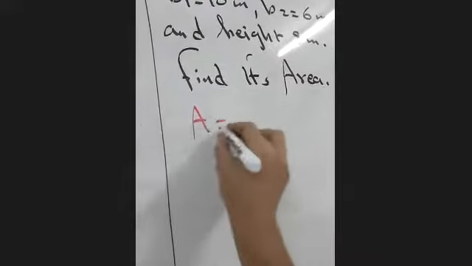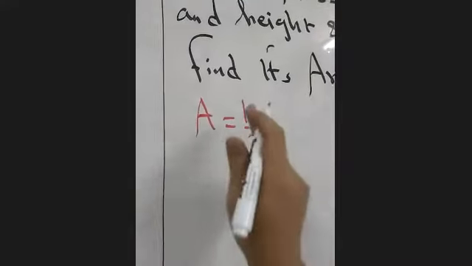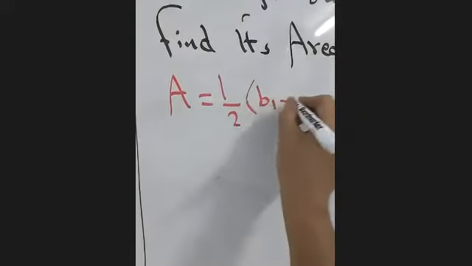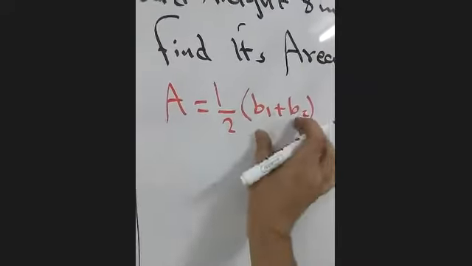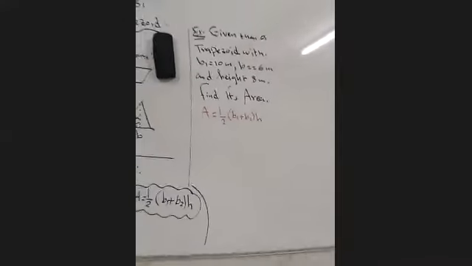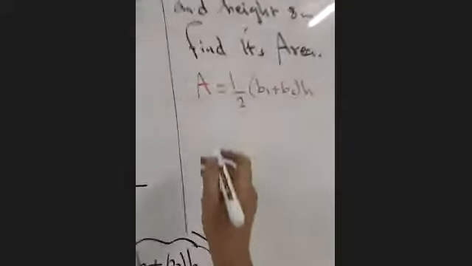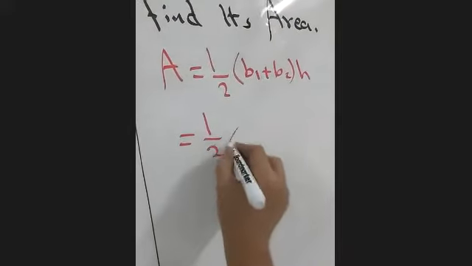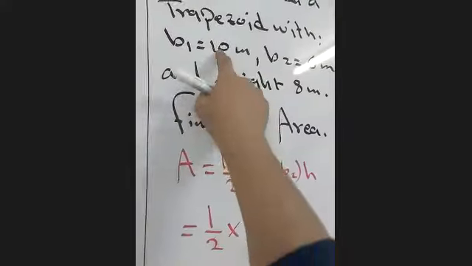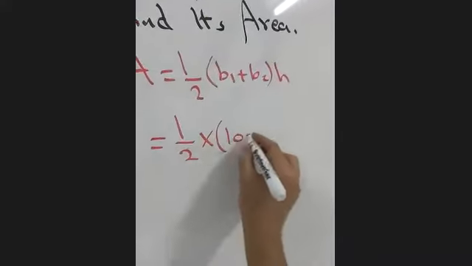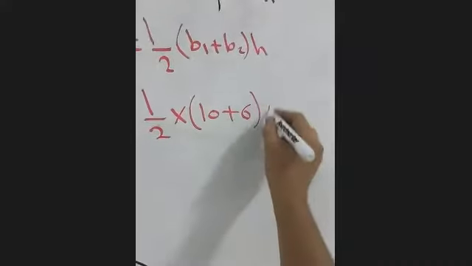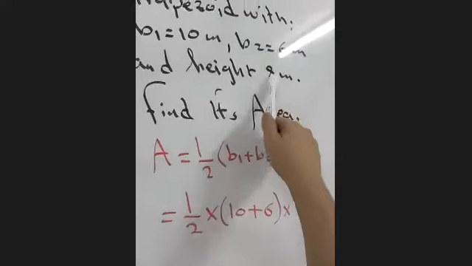A equals half multiply bracket, inside the bracket base 1 plus base 2, the sum of the bases, multiply the height of the trapezoid. This is equal to half multiply, now because of the numbers, base 1 is given 10, plus base 2 is given 6, multiply the height, which is given 8.